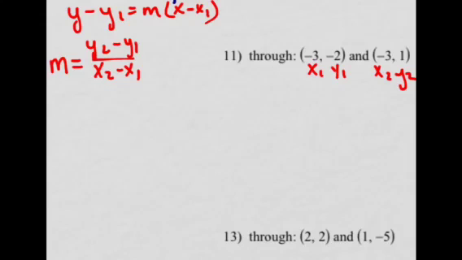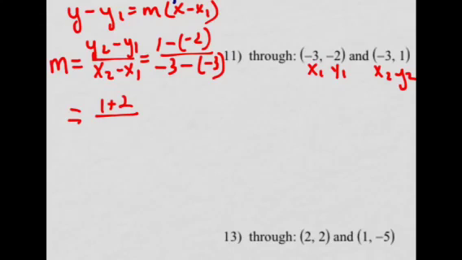It's calling for a y2, so I take 1 minus y1. Ooh, hey, look at me, I'm negative, so I'm going to put them in parentheses. Over, now it asks for x2, which is a negative 3, minus another negative 3. Hey, look at me, I'm negative. Okay, let's clean this up. Let's get rid of all those double negatives, because we know that's really addition. 1 plus 2 over negative 3 plus 3.